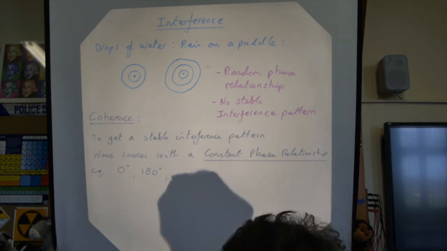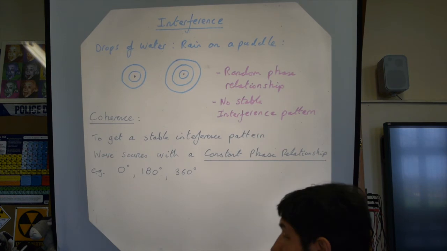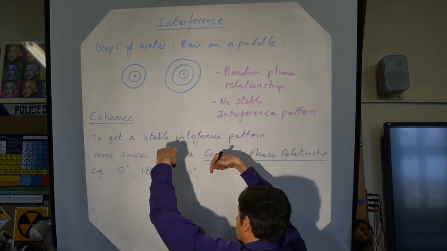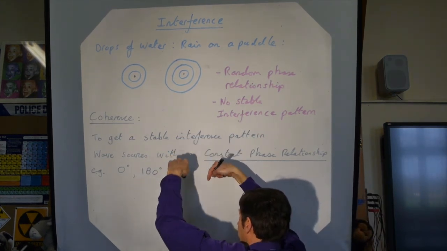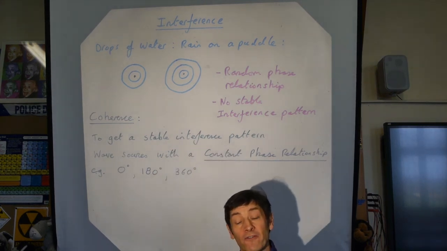But what about this one? 360 degrees or 2 pi. Okay, well, that's where you start one dipper, and as it comes back up, the next one comes and joins it. So fundamentally, they're in phase.